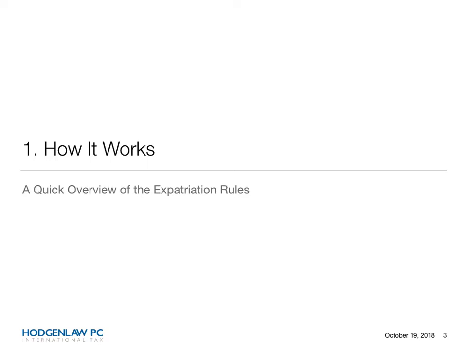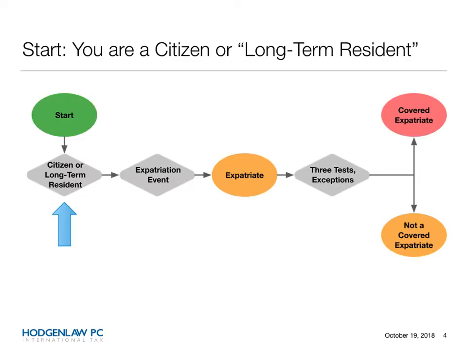So let's start with the overview, how it works. You start with the fact that you are a citizen or a thing called a long-term resident, defined term in the code. So a citizen is someone who holds the magic passport from the United States. Long-term resident is basically somebody who has a certain immigration status, lawful permanent resident, so green card holder for short, and they have that for a long enough term.